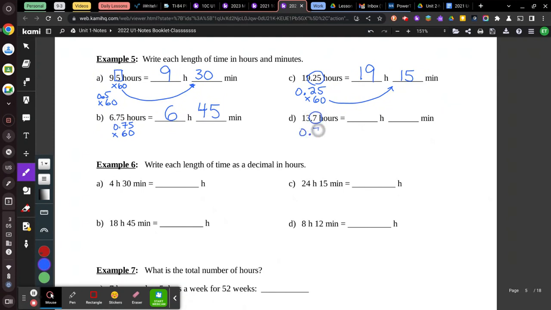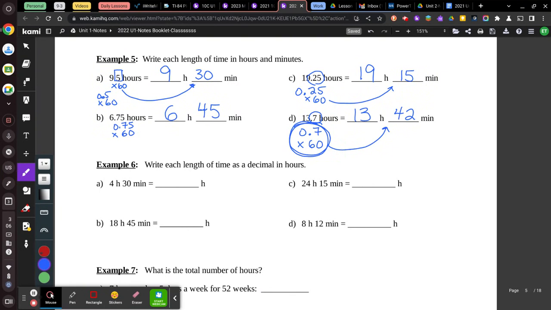0.7, I'm going to take 0.7 times 60, and that's going to give me 42 minutes. So when it's not exactly 15 minutes, 30 minutes, or 45 minutes, you've got to be specific by multiplying by 60 so that we get the exact amount of minutes. And again, our 13 would stay there for the hours.